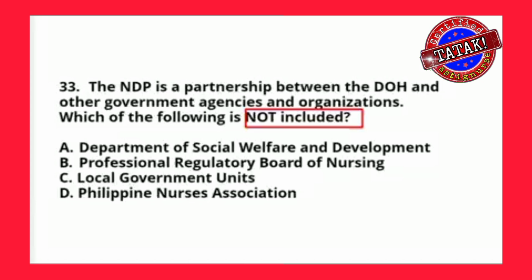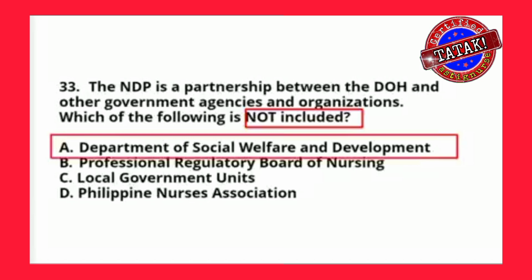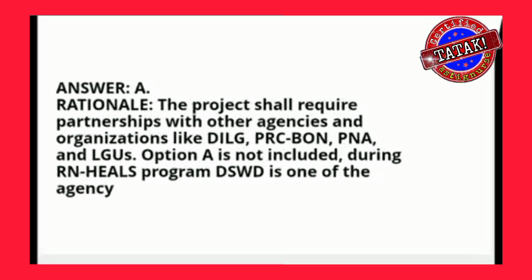Okay, so the correct answer in your number 33 is letter A, the DSWD or the Department of Social Welfare and Development. So, DSWD is not included in your government agencies and organization in partnership with the DOH for its NDP program. So, hindi po siya kasama doon, okay? B, C, and D are all included, except letter A. So, the NDP project shall require partnership with other agencies and organizations like the DILG, the PRC-BON, the PNA, and other LGUs. Option A is not included. During RN Hills program, DSWD is one of the agency. But in your NDP, it is not included as your partner agency, okay? So, letter A is the correct answer.